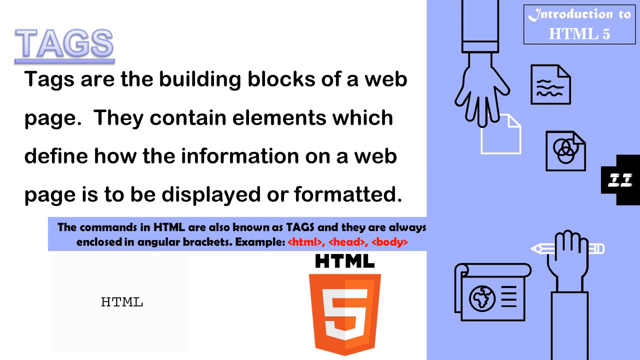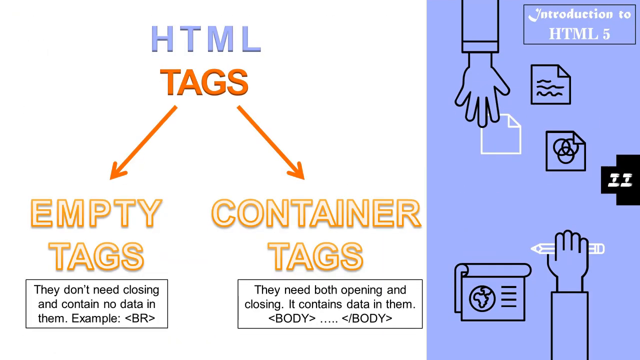But they all will be enclosed in angular brackets. Now you have to note down an important thing here: if you can see right below, some of the tags need opening and closing. We'll get to that in a moment as we study the types of HTML tags. The types of HTML tags are empty tags and container tags. As the name suggests, an empty tag does not contain any data in it, and it doesn't need closing either, which means it will be entered and opened once and doesn't need any closing at all.